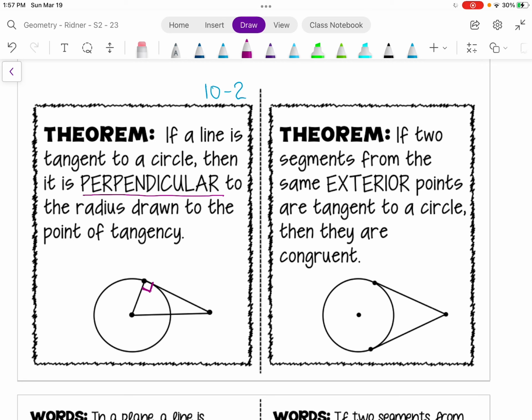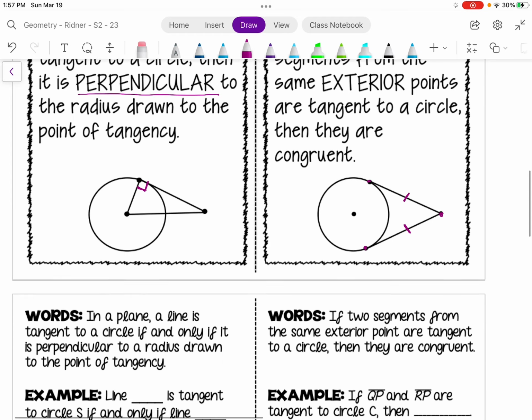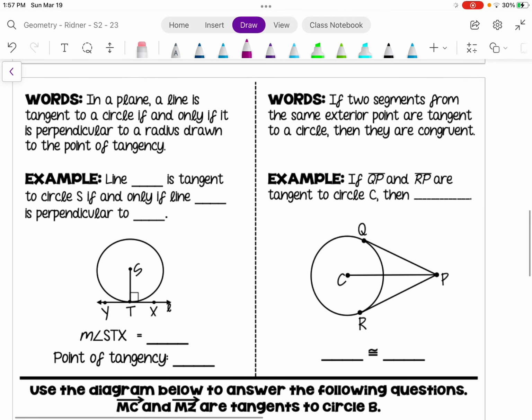And then if two segments from the same exterior point are tangent to the circle, so tangent meaning it just touches and then brushes on by, then they are congruent. So that side must equal that side. So open up your foldable. Let's fill in our words here.